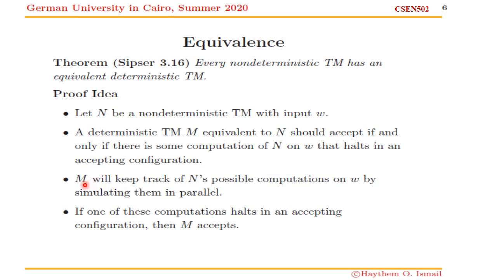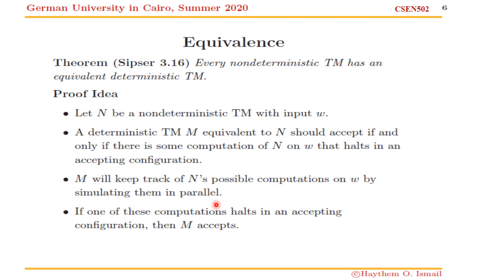Now, what we said here is that M will basically try to keep track or simulate all of N's possible computations on w, right? But it will do that in parallel. Now, the question is, why in parallel? Why not sequentially? Why not simulate the first computation of N on w, and when it's done, go ahead and simulate the second computation of N on w, and when it's done, go ahead to the third, and so on. Why do we have to do them in parallel?